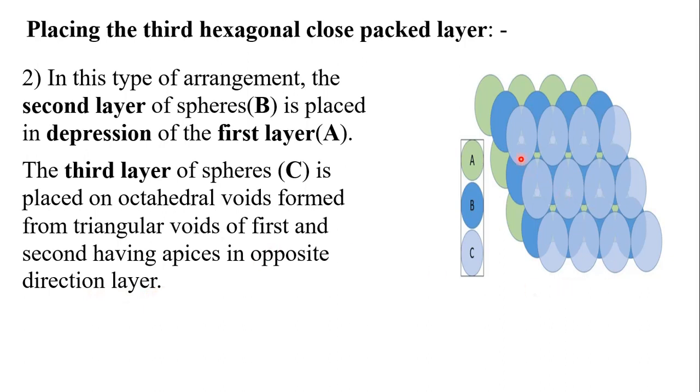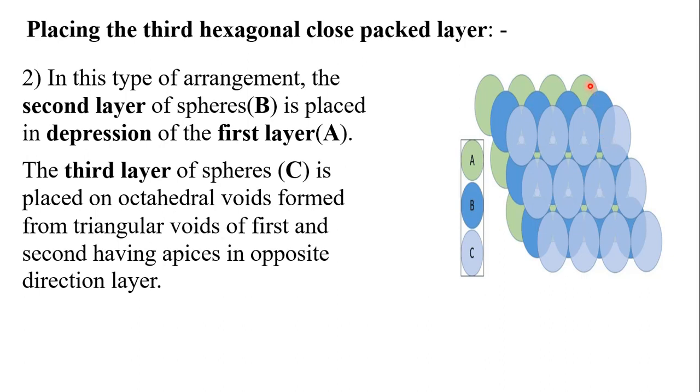So see here, this is the first layer, green color spheres. Dark blue color spheres are the spheres of the second layer, and light blue spheres are the spheres of the third layer. Here if you observe the arrangement, these spheres do not align. All these have a different arrangement, and A is not identical with B, B is not identical with C, and C is not identical with A. So totally these are different.